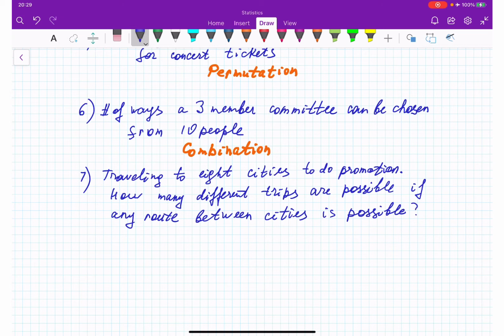Okay. So, what do we have? Total 8 cities, right? So all 8 cities are going to participate. Remember what I said? If every single event is participating, then we are going to take the combination of all 8, which is going to be 8 factorial. Let me mark it down.